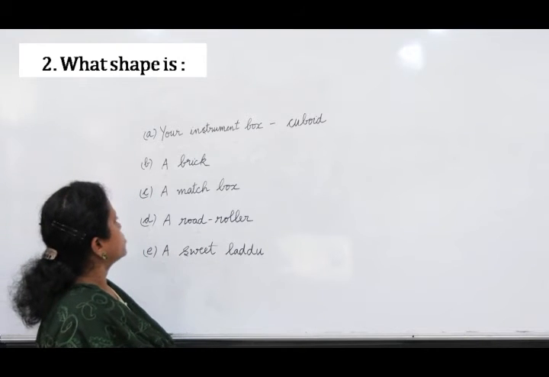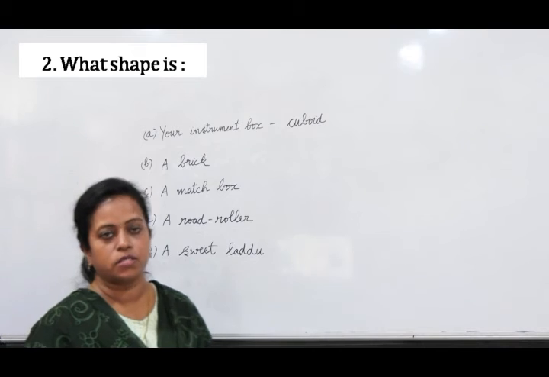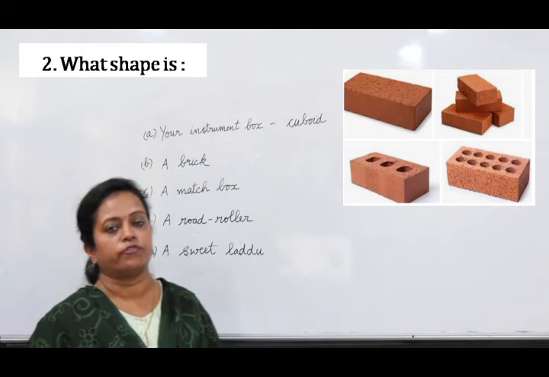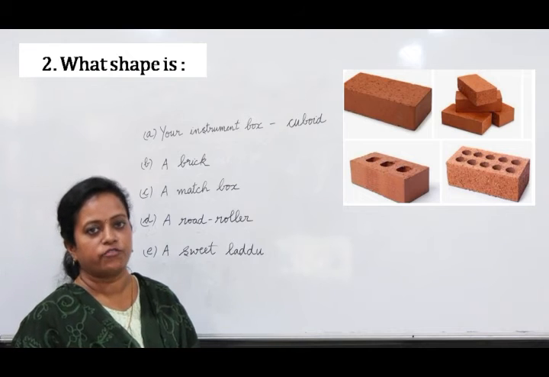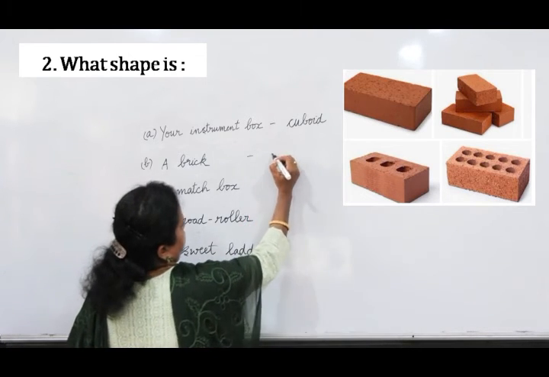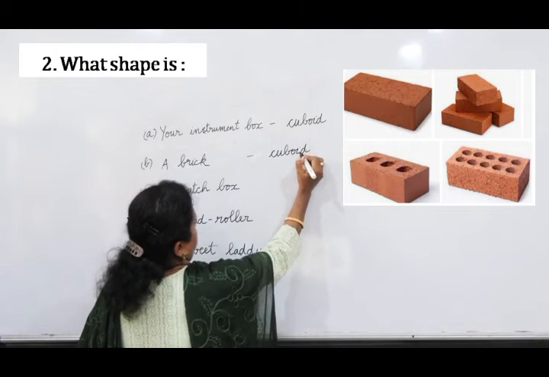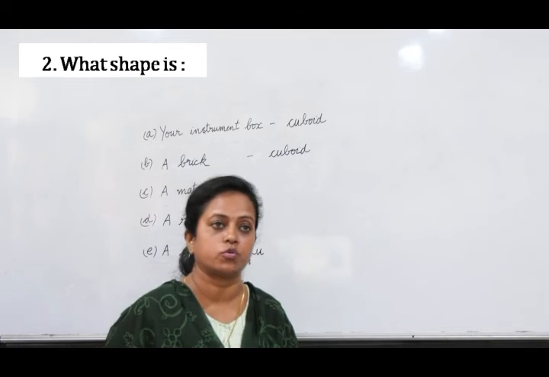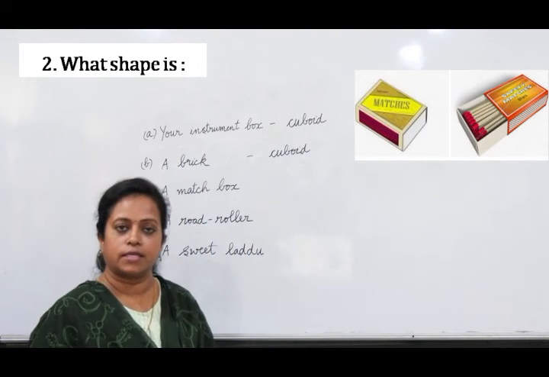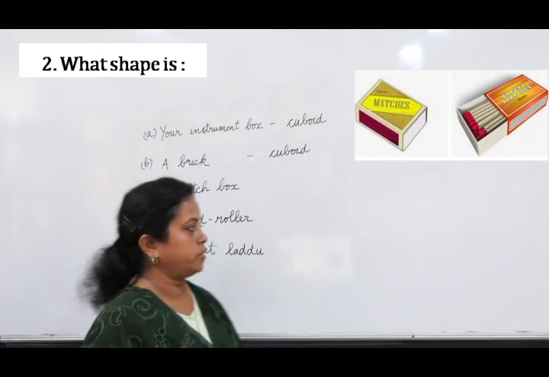The second option is you have to say what is the shape of a brick. Where are bricks used? Bricks are used for construction of houses. So if you have seen a brick, now you will identify it with the shape of a, yes, it is a cuboid. Third option asked is you have to identify the shape of a matchbox. All of you have seen a matchbox. What shape is it? It is a cuboid.